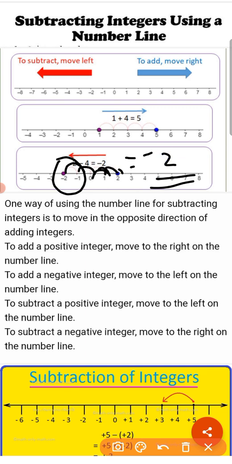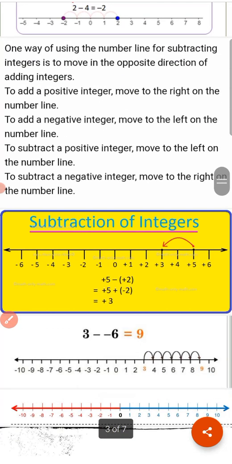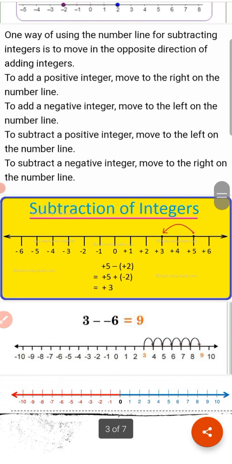One way of using the number line for subtracting integers is to move in the opposite direction of adding integers.